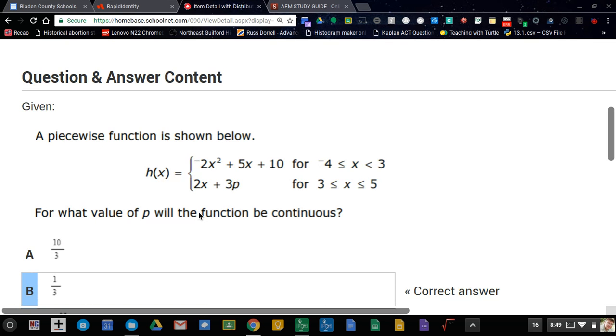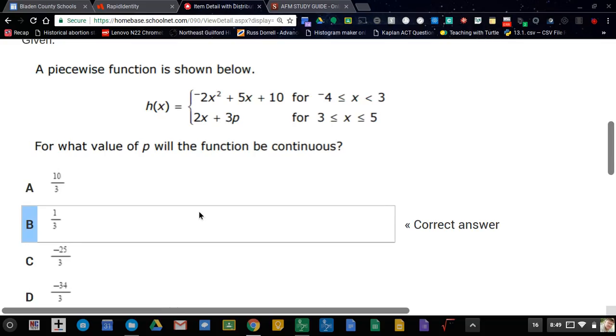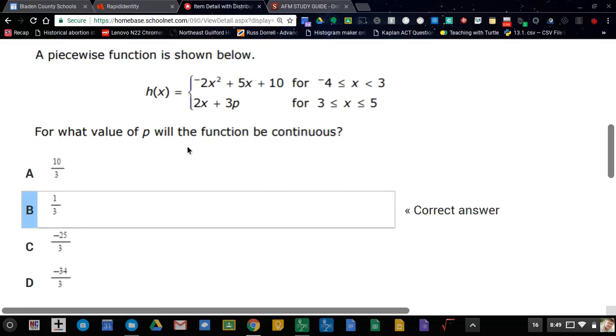All right, this one, guys. This is simply a piecewise function. It's shown below. For what value of p will the function be continuous? First of all, guys, what is continuous? What does that mean? Nonstop.